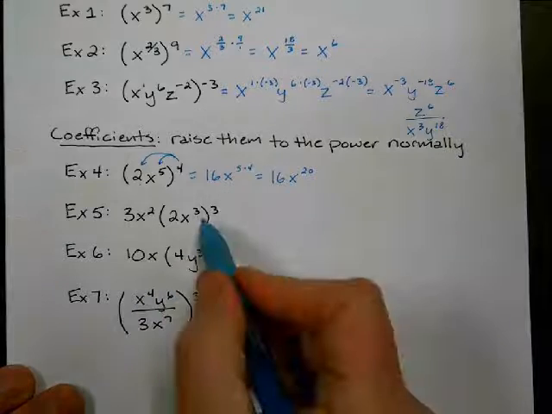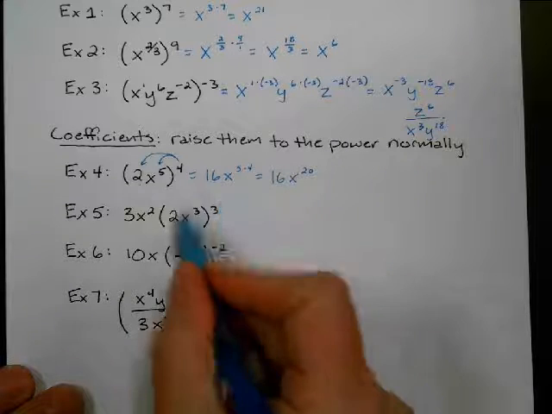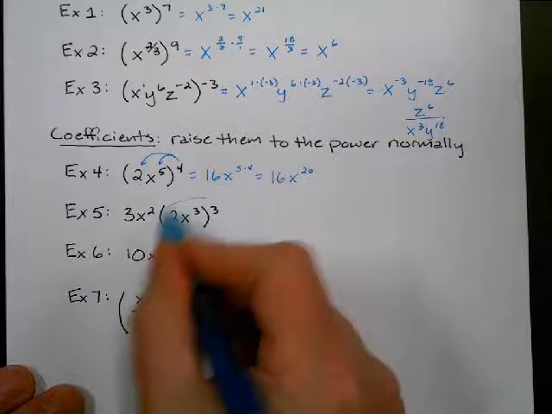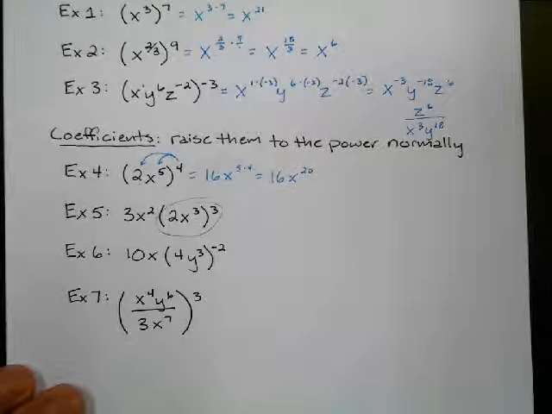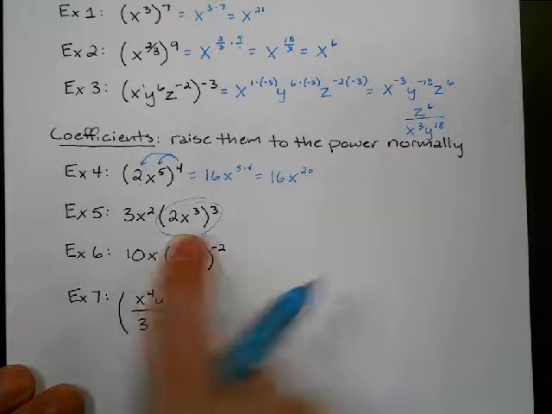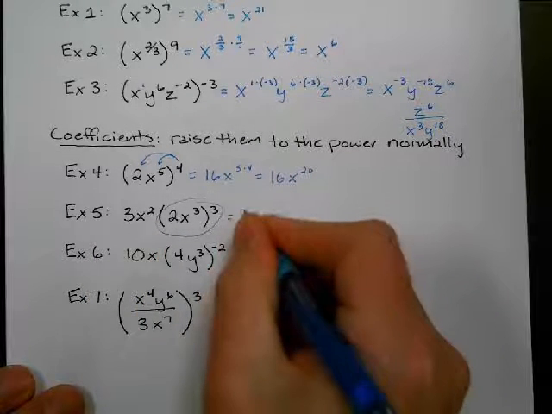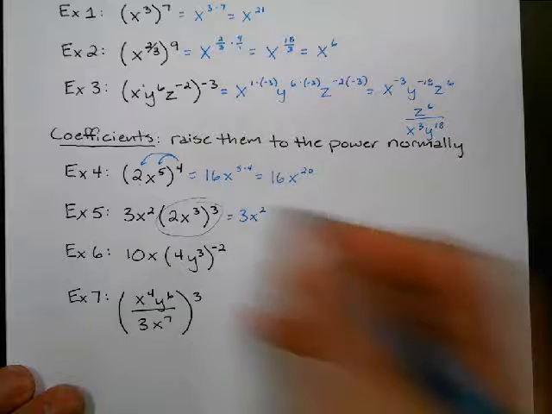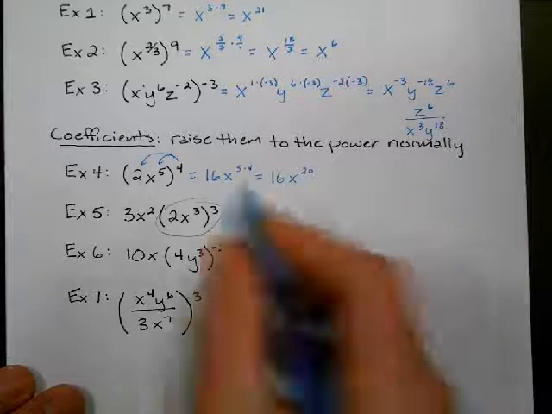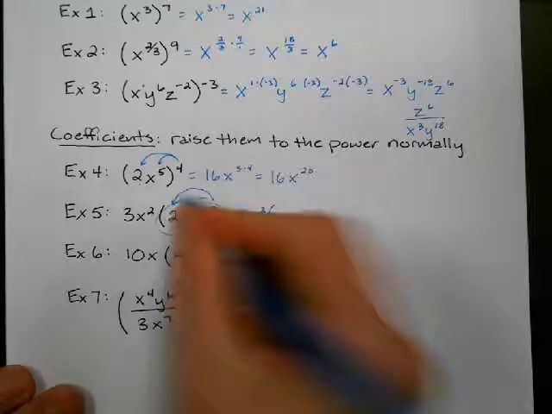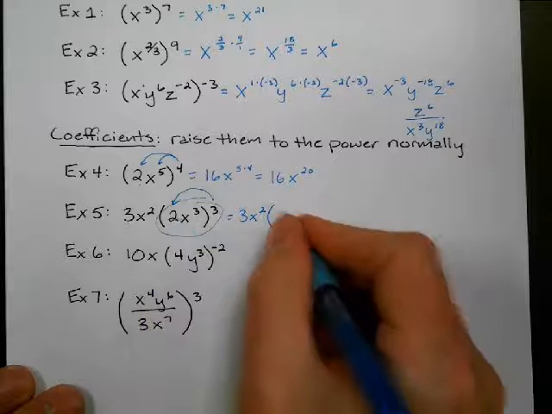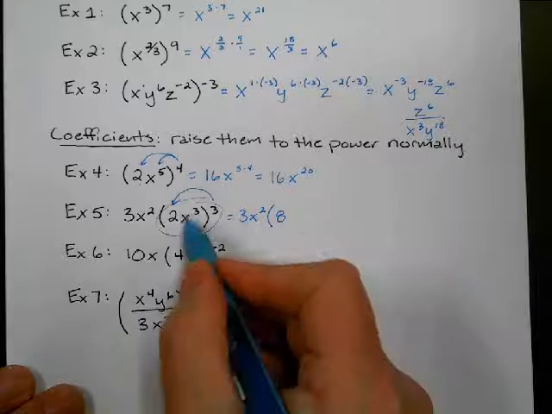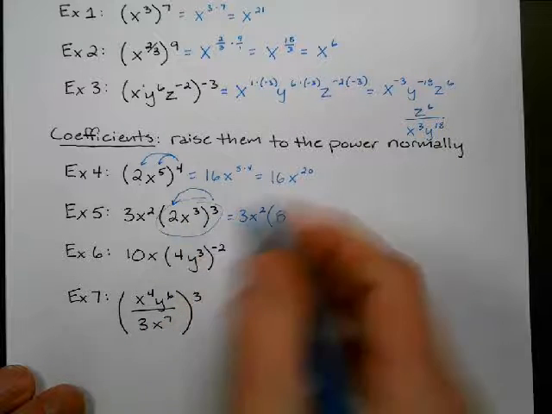Over here, we've got multiplication and we've got an exponent. We need to do the order of operations, which says that exponents come before multiplication here. So the 3x to the second, we're not going to do anything with that yet. We take the 2 to the third power, so 2 times 2 times 2, that's 8. And then we do a power to a power, so that's x to the 9th.